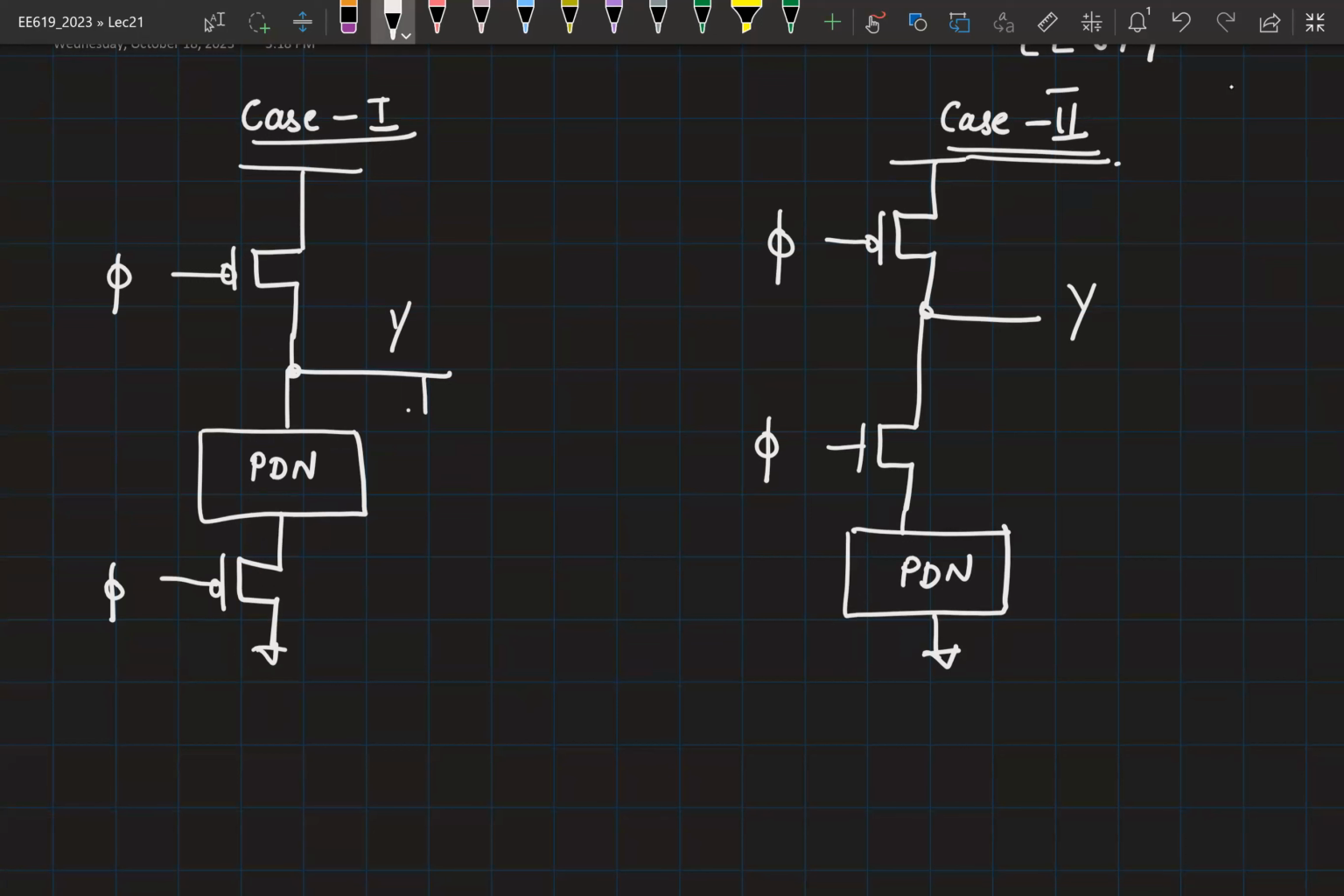And if I were to estimate the output capacitance here as C1 and the capacitance here as C2, we would expect our C2 to be much smaller than C1. Therefore, delay-wise, this circuit seemed to offer some benefit. But I mentioned that this circuit is not used. Did anyone figure out the reason?